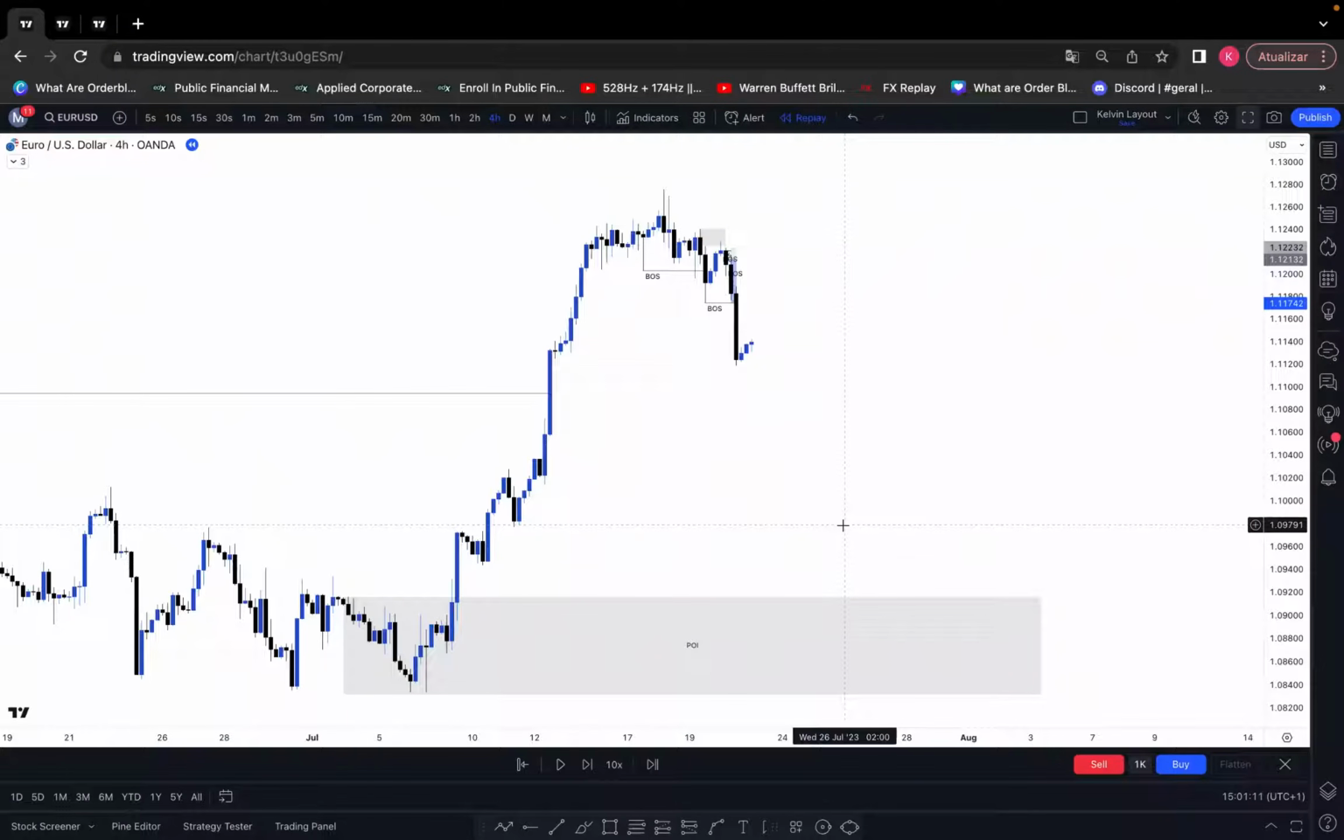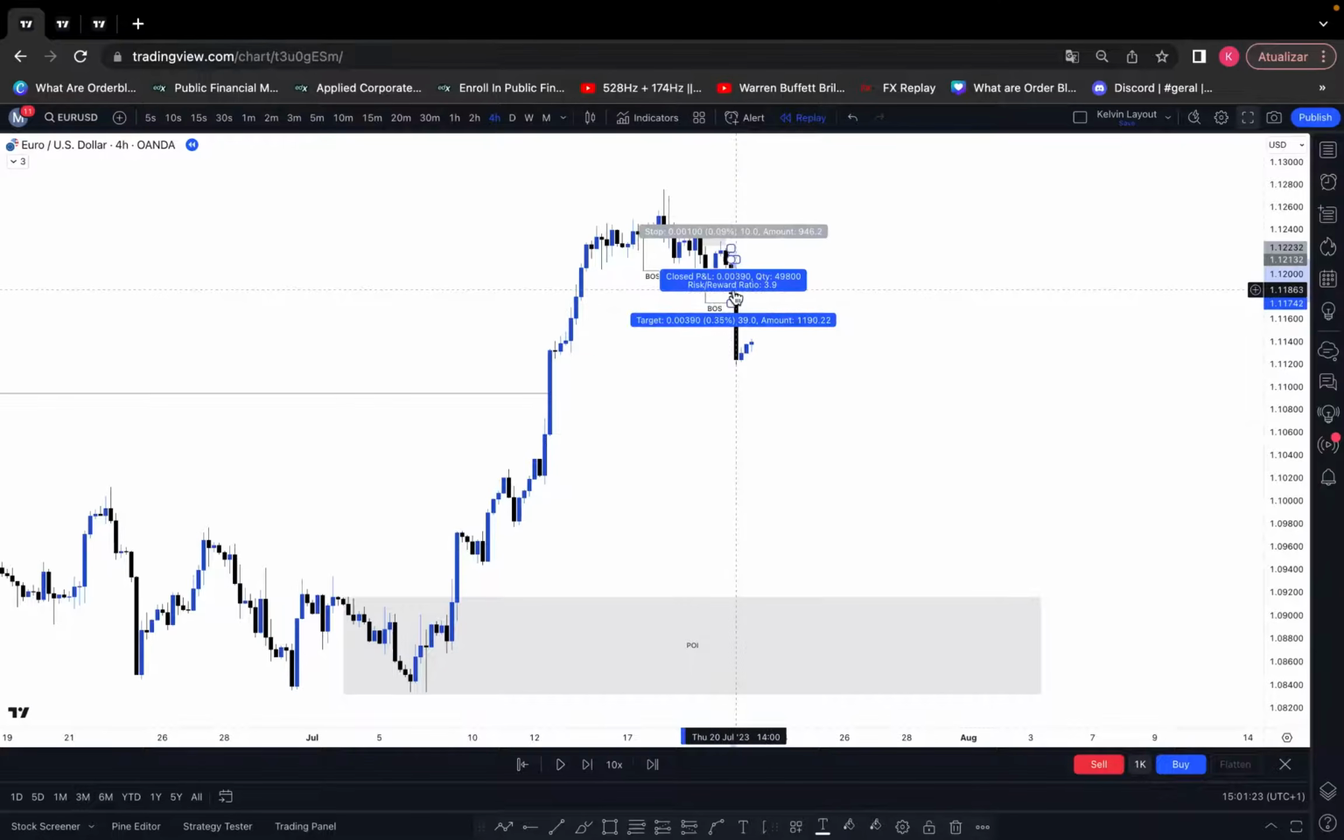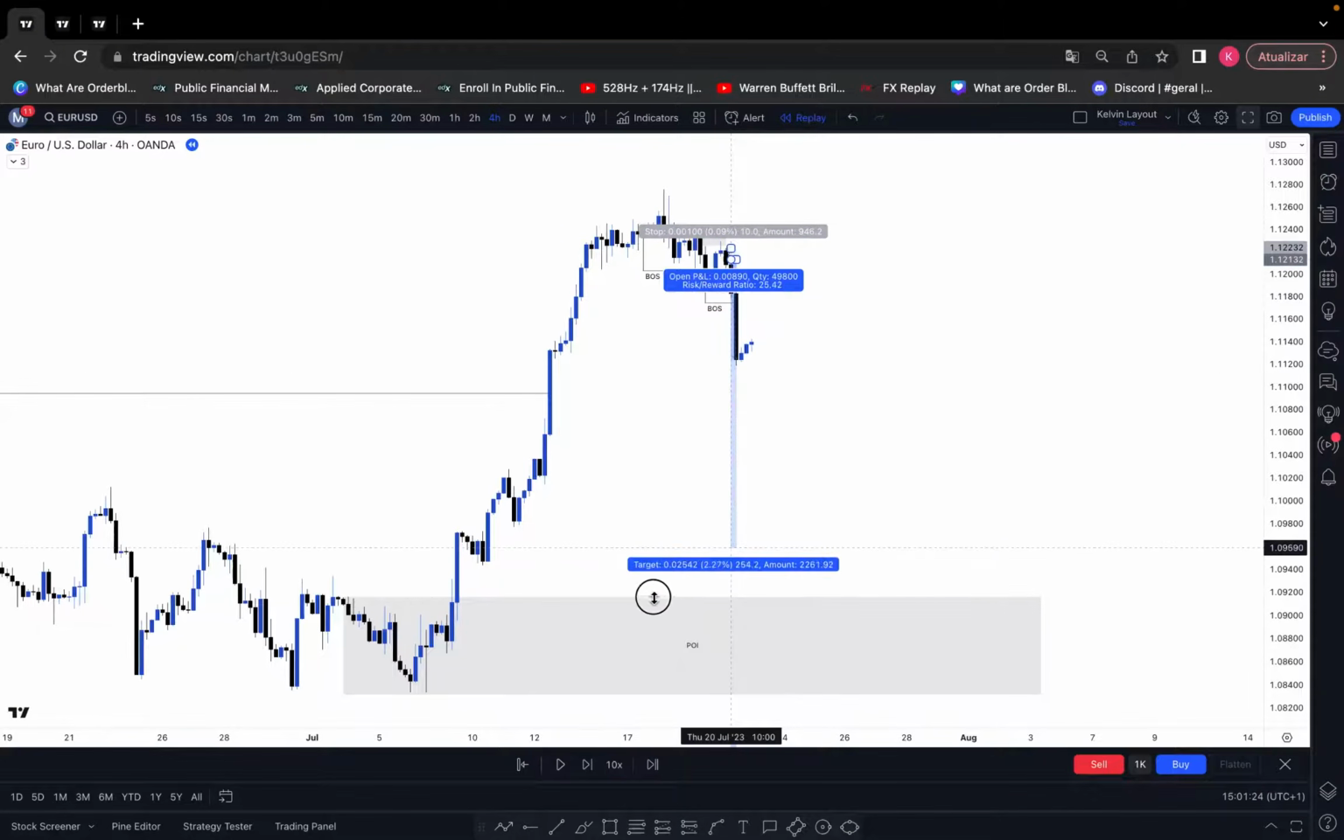Once price had broken structure to the upside on the daily, we wanted to wait for a 4-hour change of character. The 4-hour gave a break of structure. We went down to M15 and had an M15 entry. So our last target is to see price come all the way down to the daily right here.